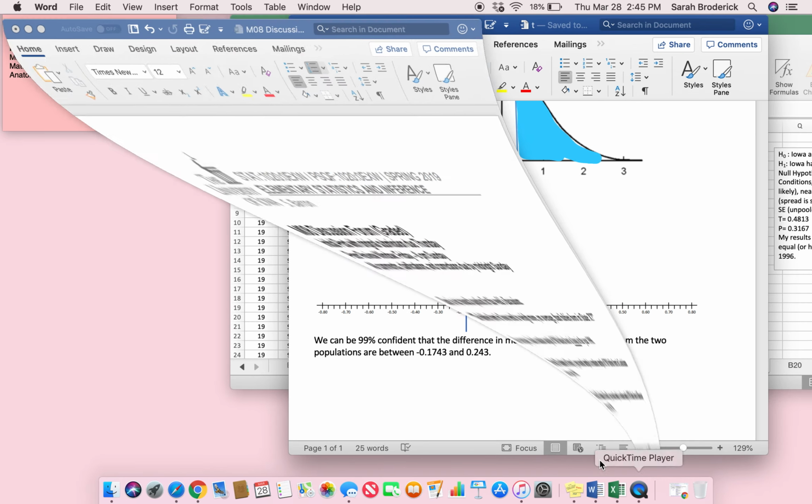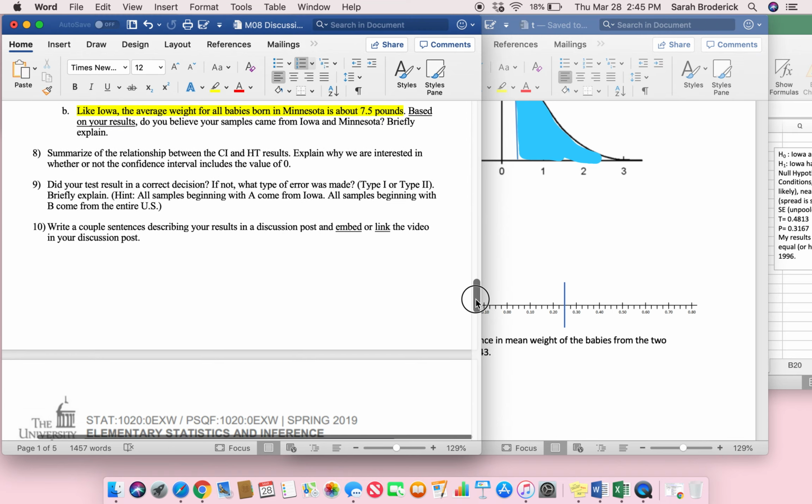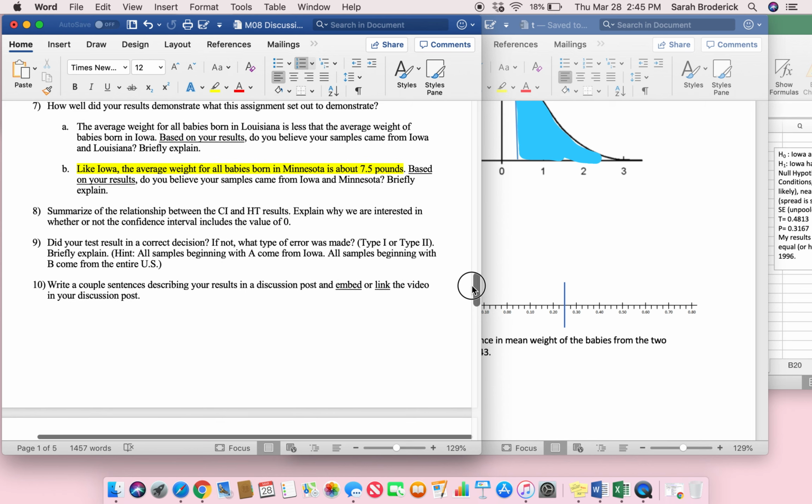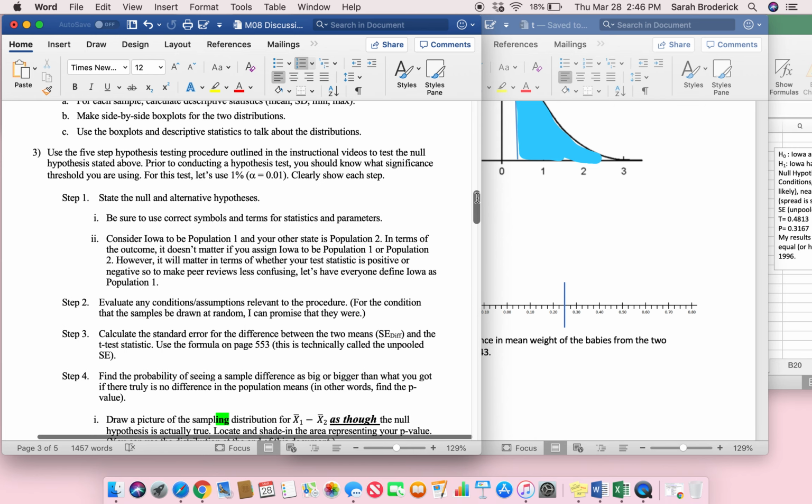And to make sure I have everything, I'm going to check real quick. Yeah, so basically I came to a conclusion that Iowa and Minnesota have similar average birth weights because it's a 0.04 difference and it's less than 1 ounce. So we can say that those are pretty similar in size.